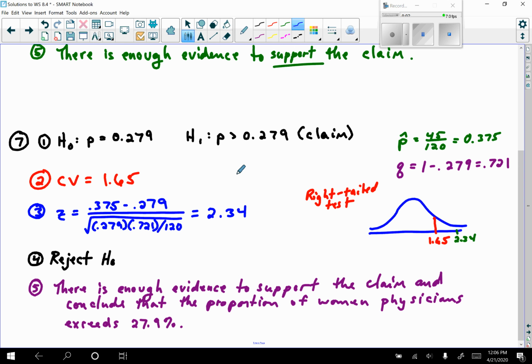Calculating the test value, p hat and q I have calculated off to the right there, we get 2.34. Since 2.34 is in the critical region, we're going to reject the null hypothesis and say that there's enough evidence to support the claim. And again, the claim is that we can conclude that the proportion of women physicians exceeds 27.9%.